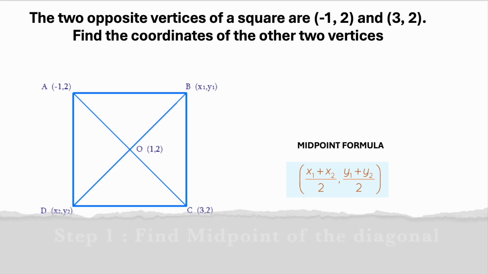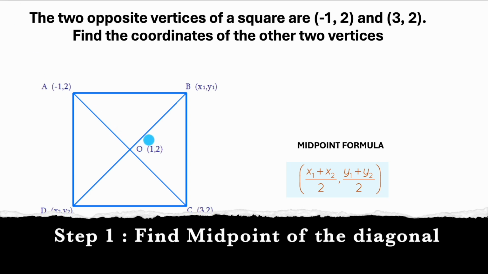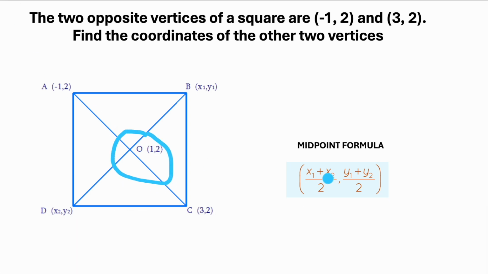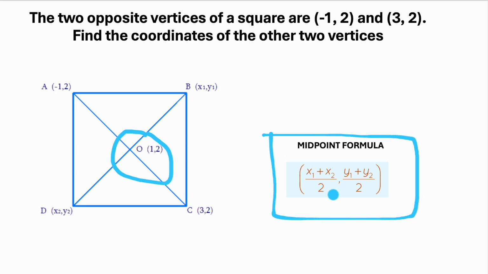How to solve this? The very first thing which we have to do is we have to find the midpoint, and midpoint formula, as you may be already knowing, is x1 plus x2 divided by 2. So here -1 plus 3, which will be 2, divided by 2, which means x coordinate will be 1. And for y, y1 plus y2, so 2 plus 2 is 4, 4 divided by 2, then we will get 2. So 1 comma 2 is the midpoint of this specific line segment, AC line segment.